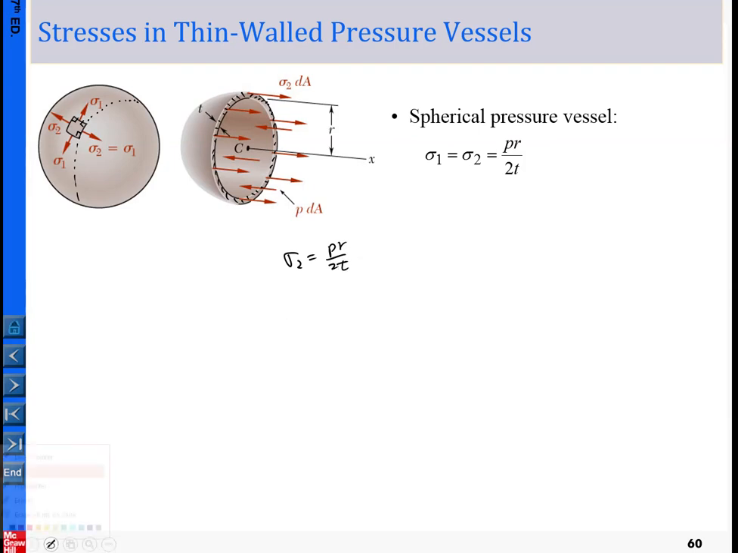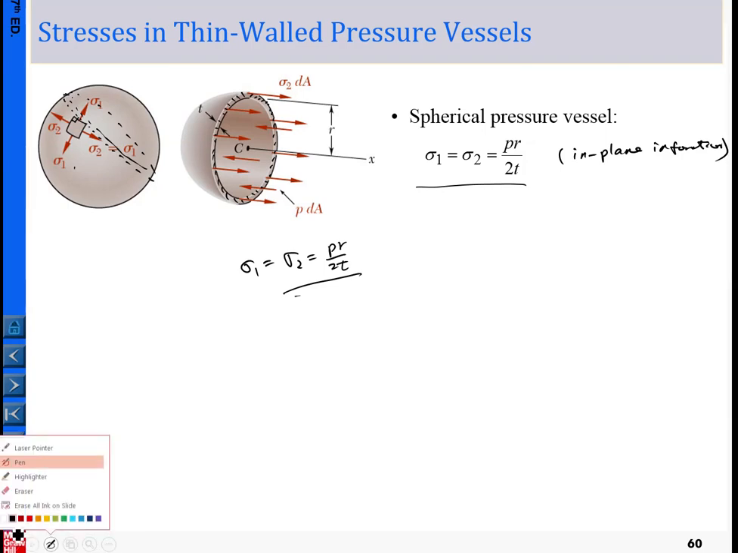Once you've done this, you can repeat the selection of the cross section. For example, here you can pick another free body diagram. Repeating the same thing to expose where sigma 1 is, you can find that sigma 1 will be equal to sigma 2 because of the isotropic symmetric features of the sphere. So for this case, this is our in-plane information.